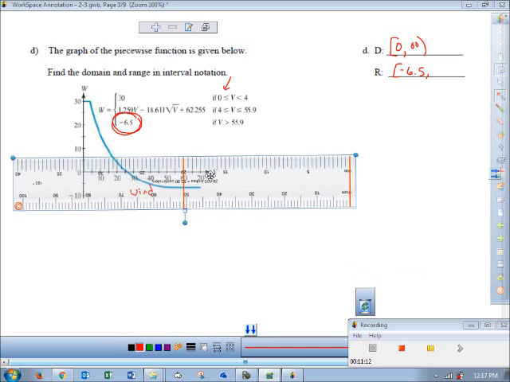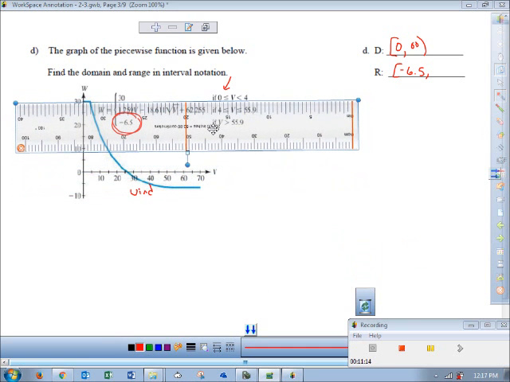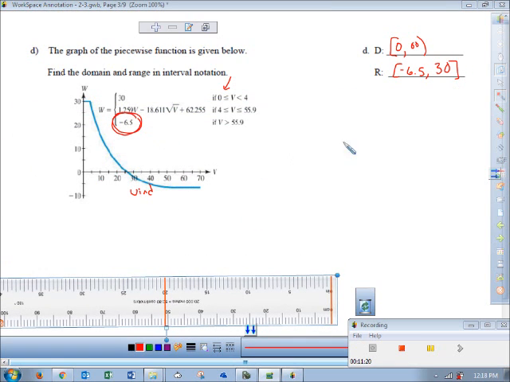And then how high does this bad boy ever go? Well, just to 30. Right, so to 30 included. That could be the temperature, and that's it. So a little domain and range for us. Now let's actually make some graphs.